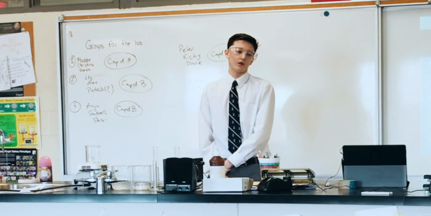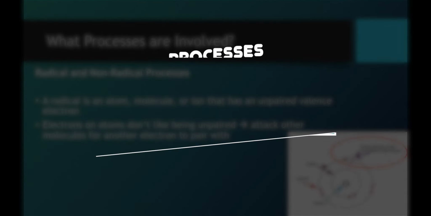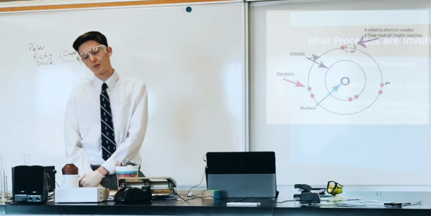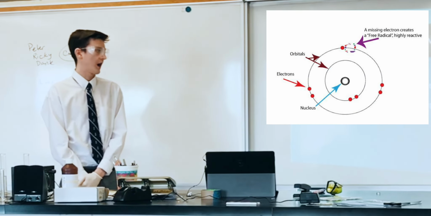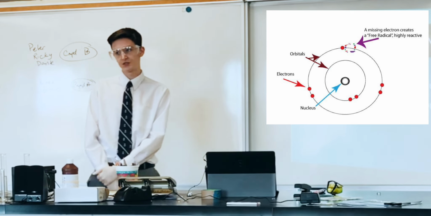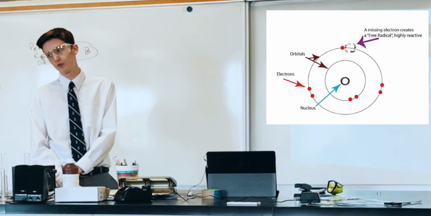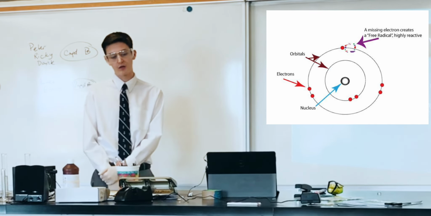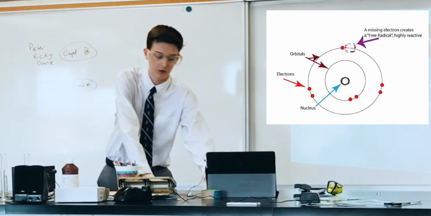So what processes are involved? The main processes involved in this demo are radical and non-radical processes. Basically, a radical is an atom, molecule, or ion that has an unpaired valence electron. As you know, electrons like to be paired, and when they're not, they become very aggressive and will do whatever they can to get paired with another electron. And you'll see an evident radical process once I start the demo.